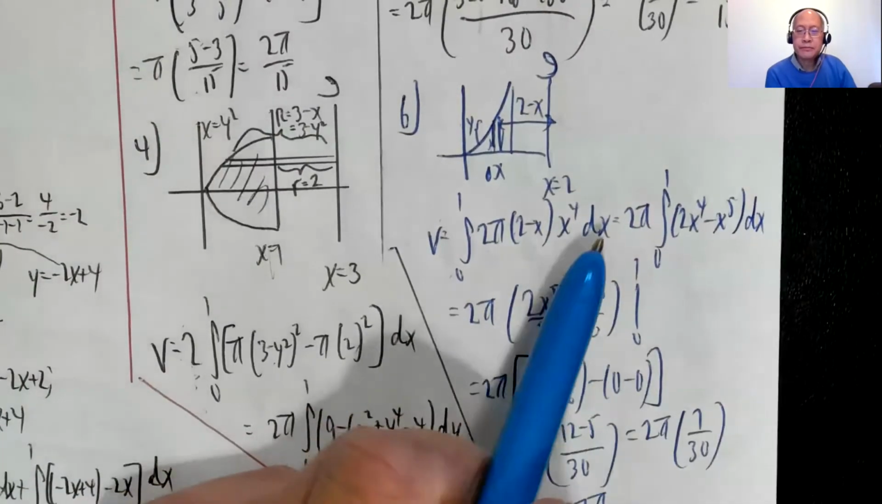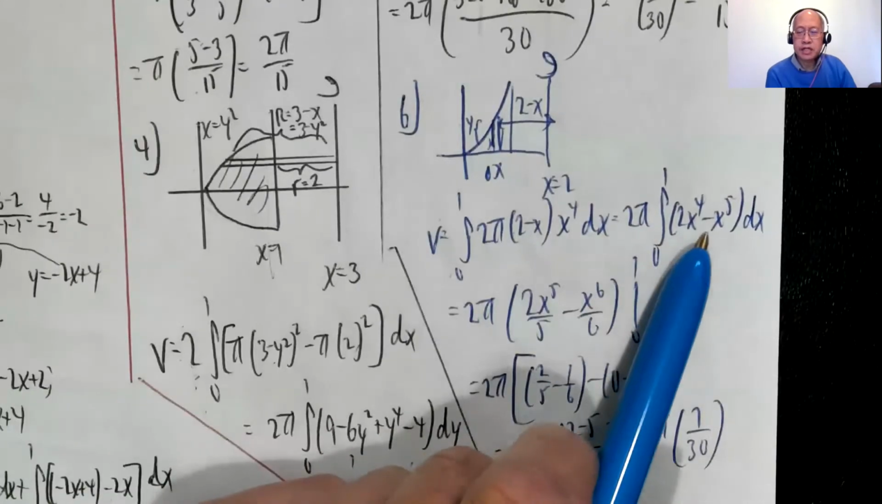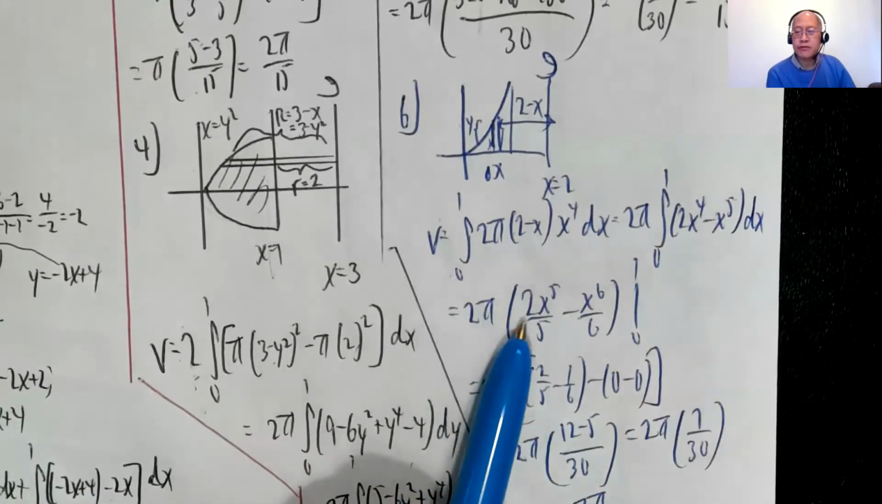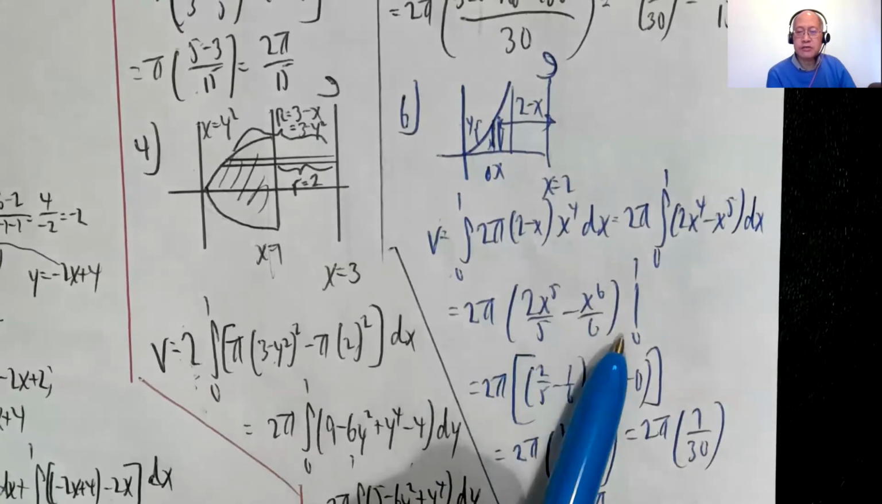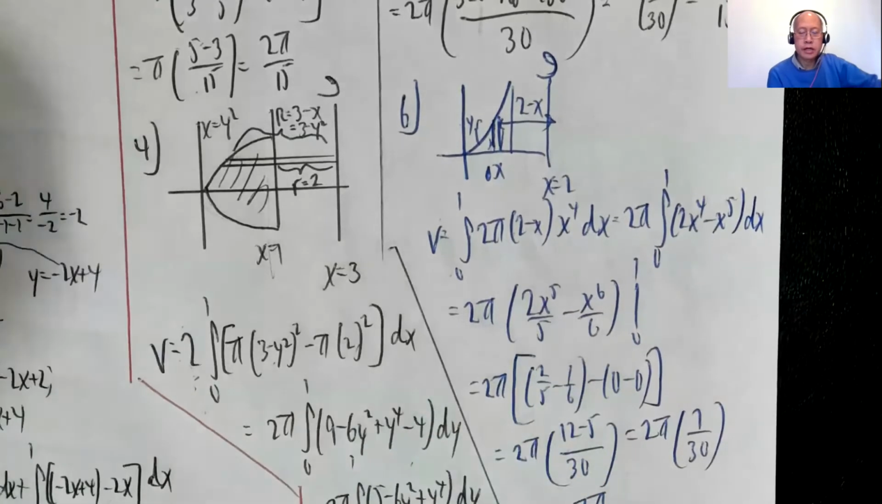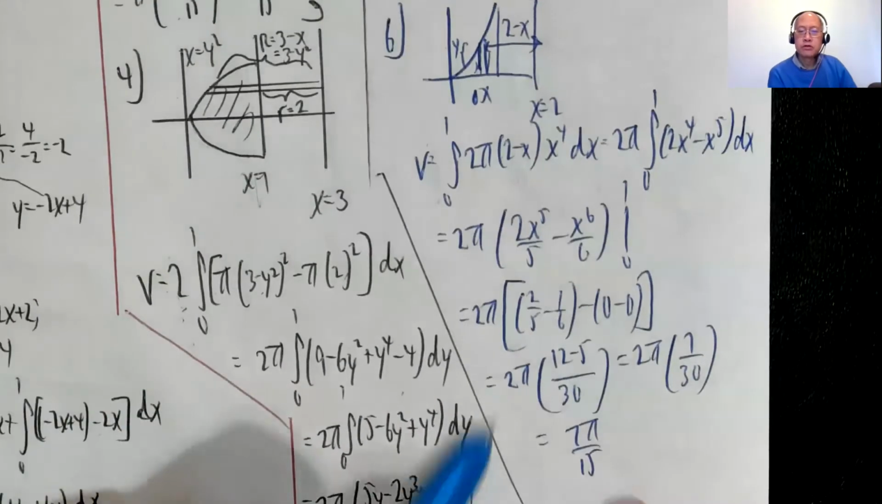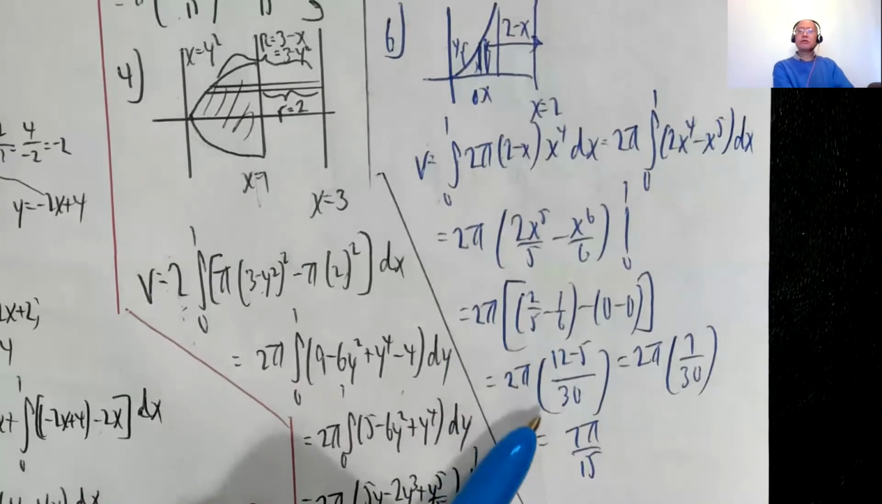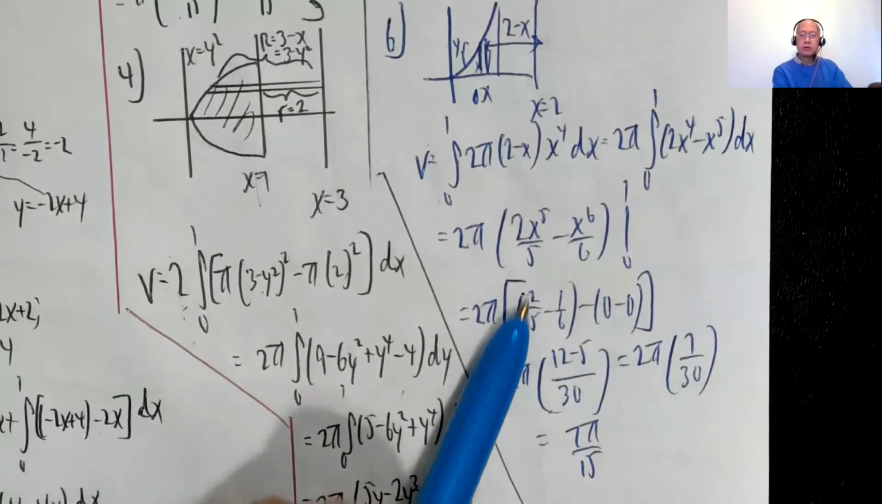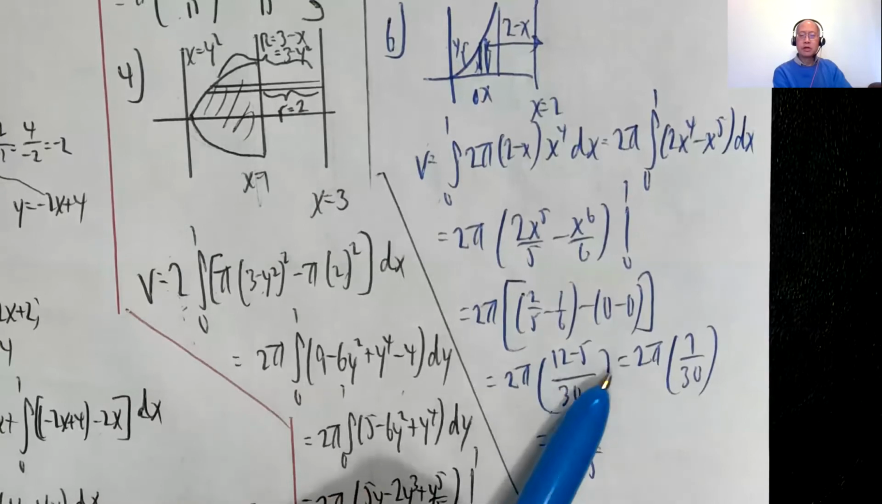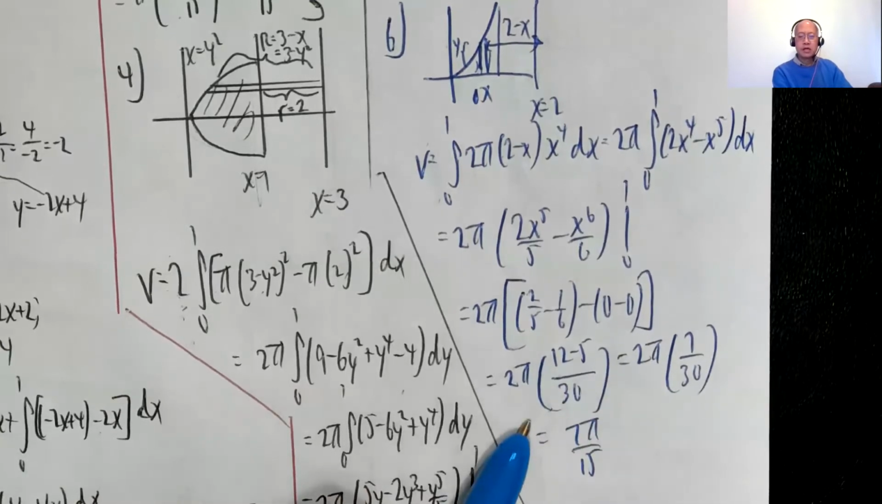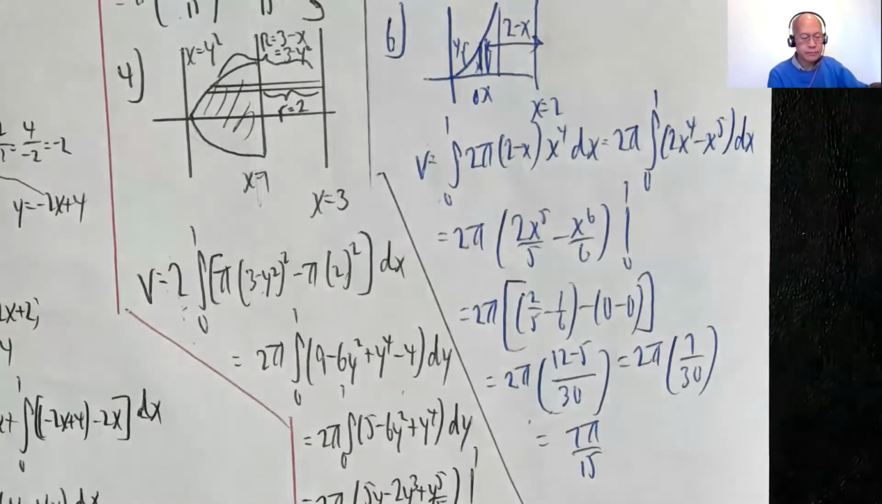Take out the 2 pi: 2x to the 4th minus x to the 5th. So 2x to the 5th over 5 minus x to the 6th over 6 from 0 to 1. Plug in 0, you get 0. Plug in 1: 2/5 minus 1/6. Common denominator is 30. So 12 over 30 minus 5 over 30. 2 pi times 7 over 30. 7 pi over 15.